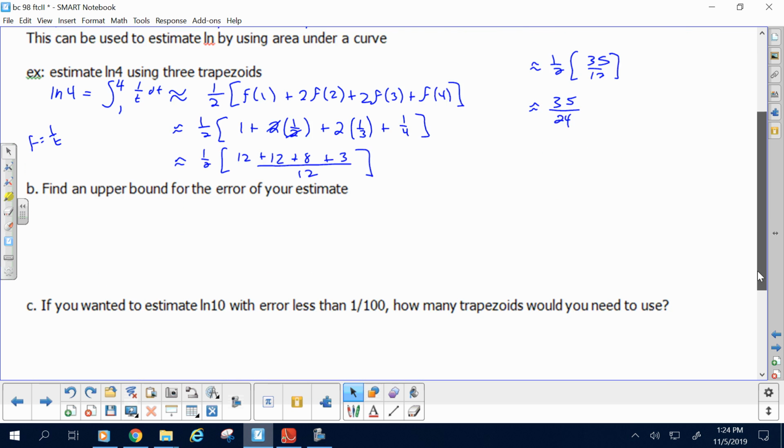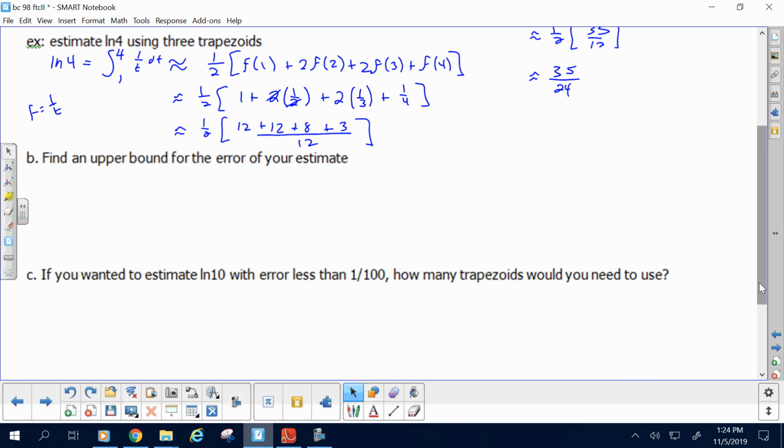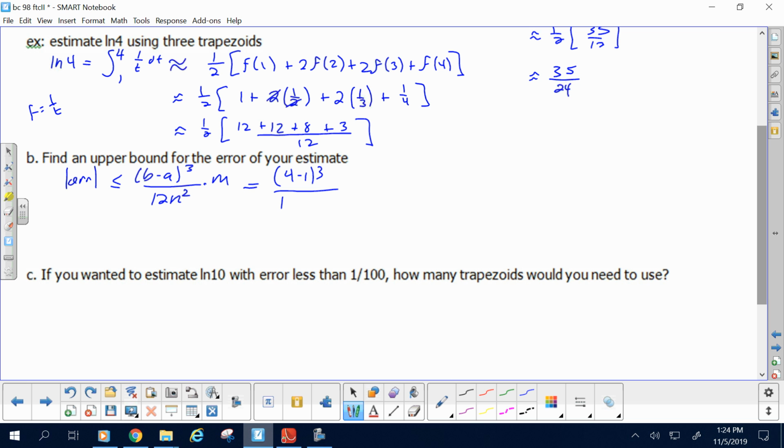Now, it also allows us to figure out how close we were. If we want to find an upper bound for the error in our estimate, then we use our trapezoid error bound idea. Do you have that in your head yet? The error is less than or equal to (B minus A) cubed over 12 n squared times M. All right. What is B minus A in this case? 3. And what is N in this case? 3. And M, we're going to have to do some side work.